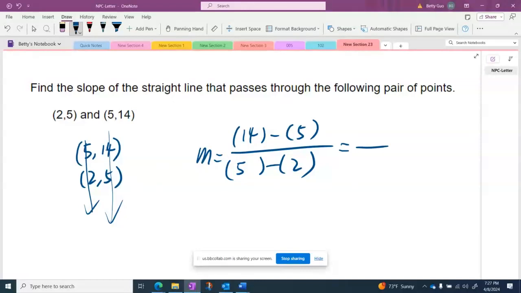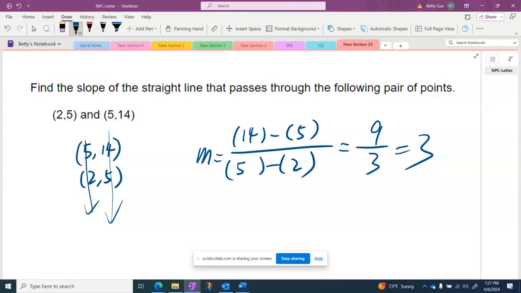14 minus 5 gives us 9. 5 minus 2 gives us 3. 9 over 3 is 3. So the slope is 3. For this specific problem, the algebraic method is a lot more convenient.